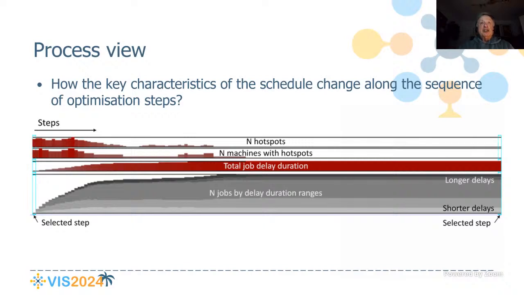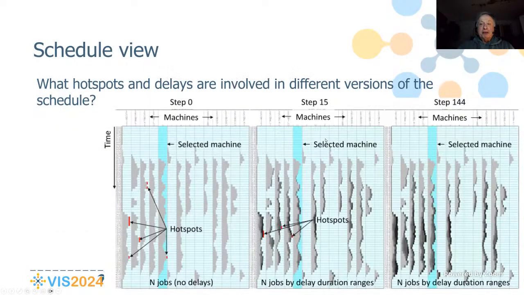What is the total duration of flights accumulated from one step to another, and how many different flights have delays in different ranges of time? This is shown in 4 corresponding blocks of this display. The second important display is the schedule view. It allows us to see which hotspots and delays are involved in different versions of the schedule.